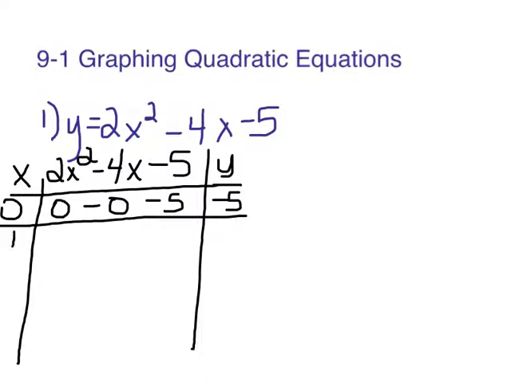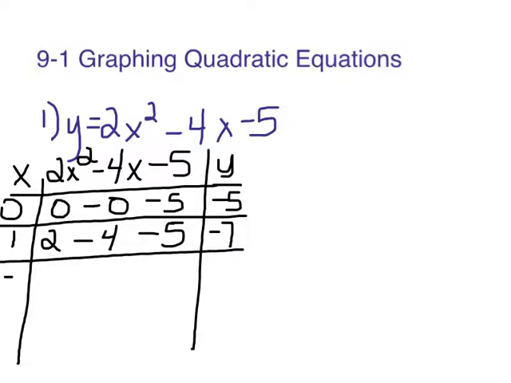Now we'll plug in 1. 1 squared times 2. And we have negative 4 times 1. And then we have a minus 5. 2 minus 4 minus 5 gives us negative 7.